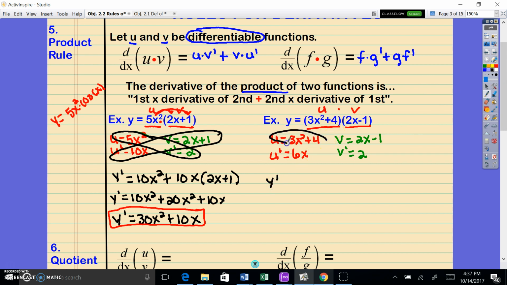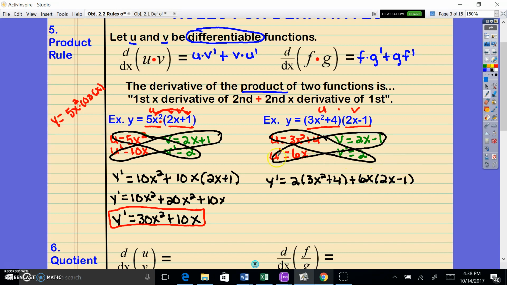We'll multiply u times v prime. Remember that 2 has to multiply by everything in that binomial, so make sure you use parentheses. And then we're going to add the second term times the derivative of the first, so that's our other wing there. Again, that 6x has to multiply by everything in that 2x minus 1, so I've got to use parentheses. This is a very good answer if it's free response, but if it is multiple choice, you will probably see a little more simplifying, and I'll do that by pausing the video and coming right back. Okay, so here's my final answer.